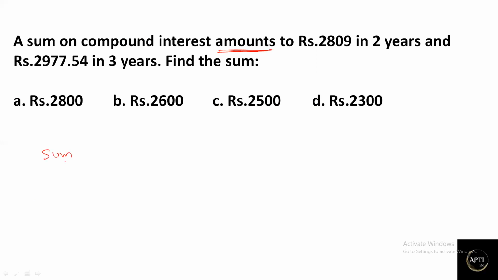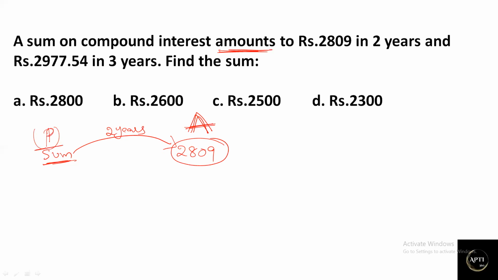Here we have one sum. Now this sum became 2,809 in how many years? In 2 years. And I hope you understood, this is nothing but the total amount. On what sum did it become this? Sum in the sense principal amount. We have one principal amount, we don't know what that is. But on the principal amount after 2 years, the total amount became 2,809. Always remember this is the total amount. In this total amount, we have principal amount plus interest. And I hope you all are clear with this.